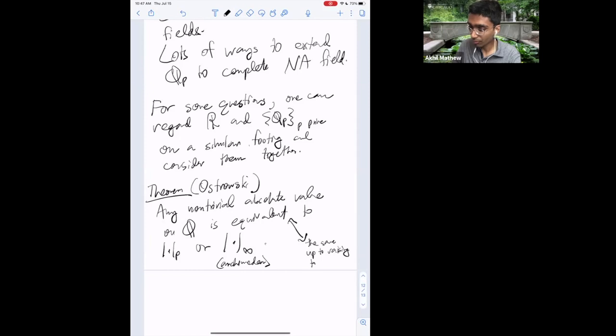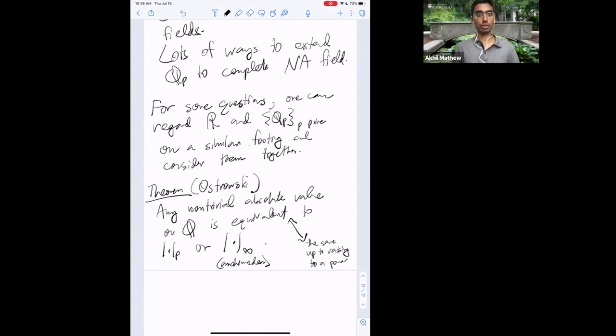And if you have equivalent absolute values, then that's not going to change the notion of completion or the topology and so forth. Right, so there's this complete classification of all absolute values on the rational numbers. They're either p-adic for some prime p, or they're the trivial one.